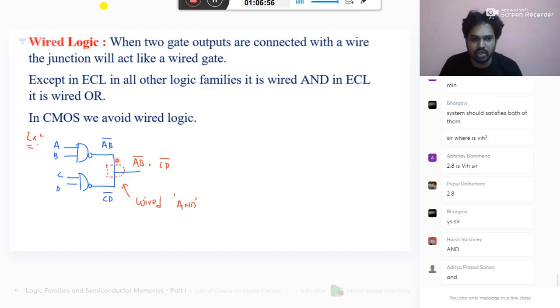Let me prove. You may not be satisfied if I say this is an AND gate. You should understand. You should ask me why, or you may have the doubt. Let me prove it.